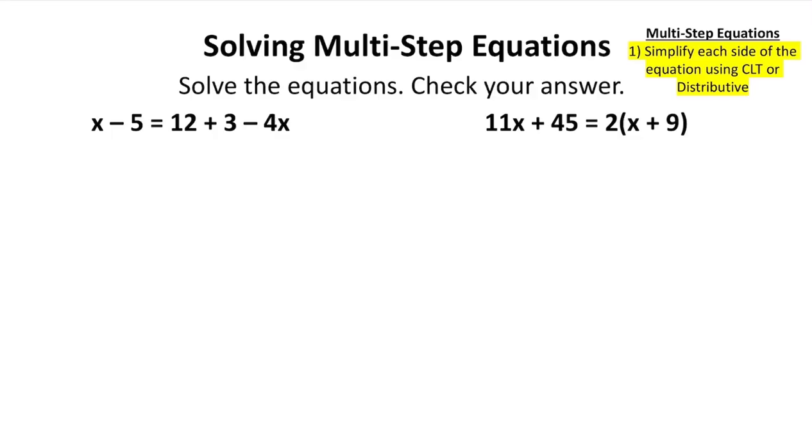Okay, now let's look at some multi-step equations, all right? You're still going to simplify both sides, okay? So the first step, simplify everything. So let's see, this one, x minus 5 is simplified. 12 plus 3 is 15 minus 4x.